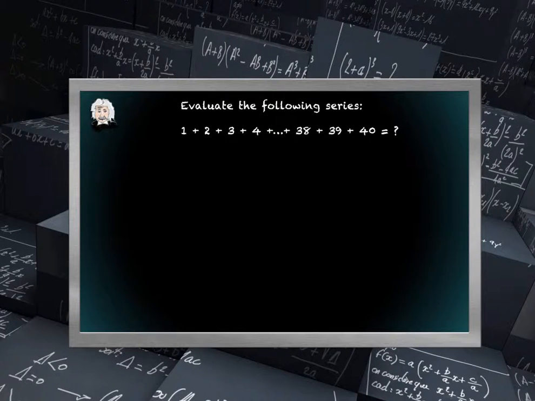In this problem, they want us to evaluate the following series: the sum of all consecutive integers from 1 to 40. It's highly unlikely you will actually calculate out all these figures in the short time you're allotted for the problem. So you're going to have to take a shortcut.